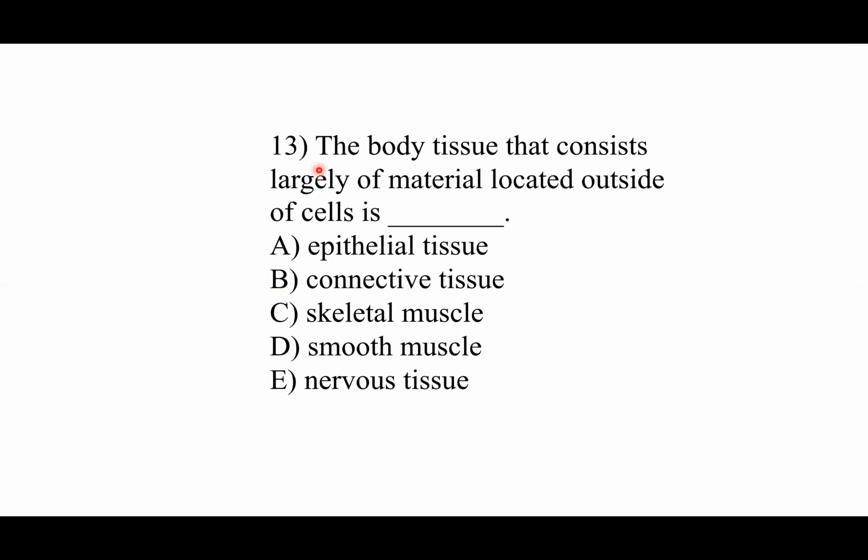The body tissue that consists largely of material located outside of cells is connective tissue. So the body tissue, okay. Yeah, so again, this goes back to just the different kinds of connective tissues.